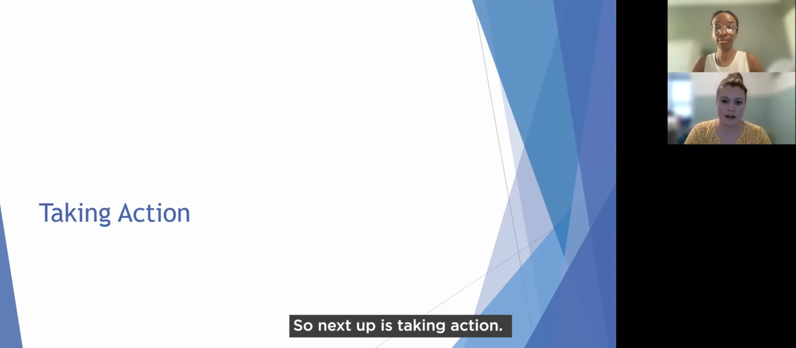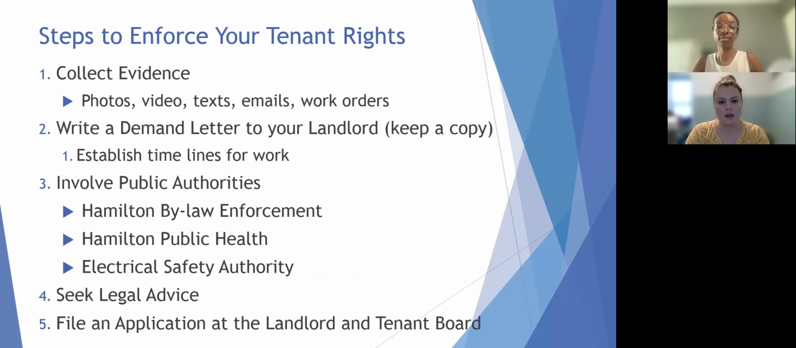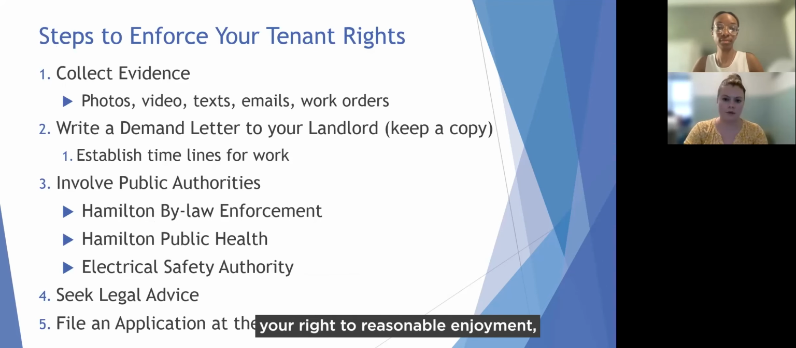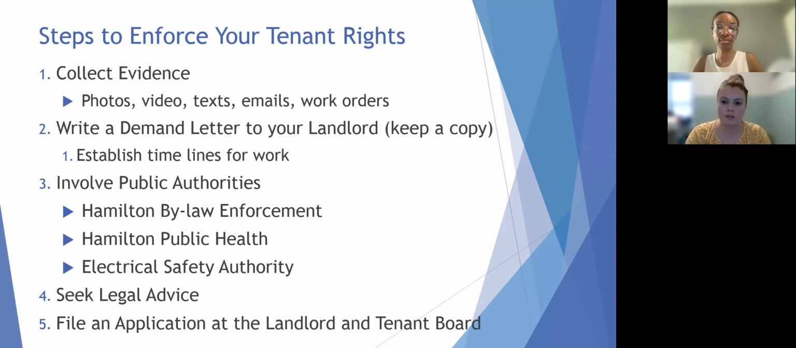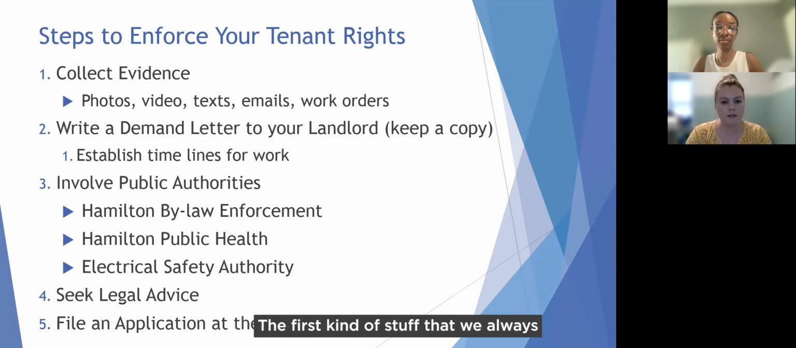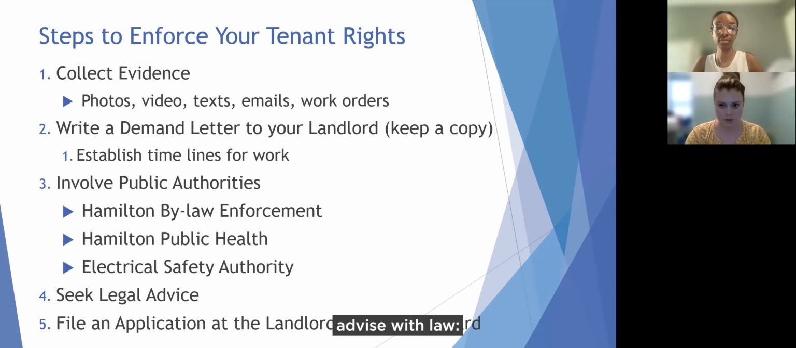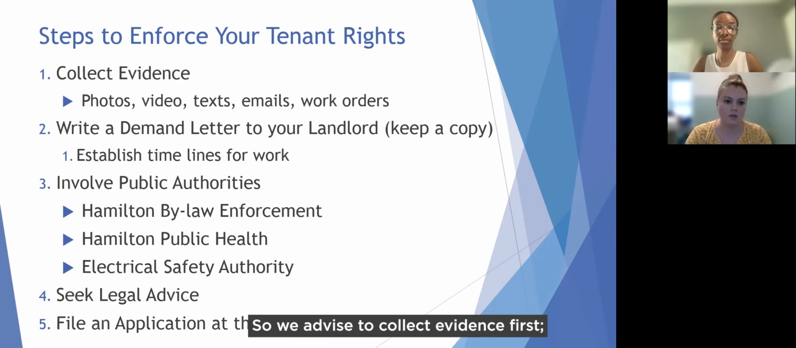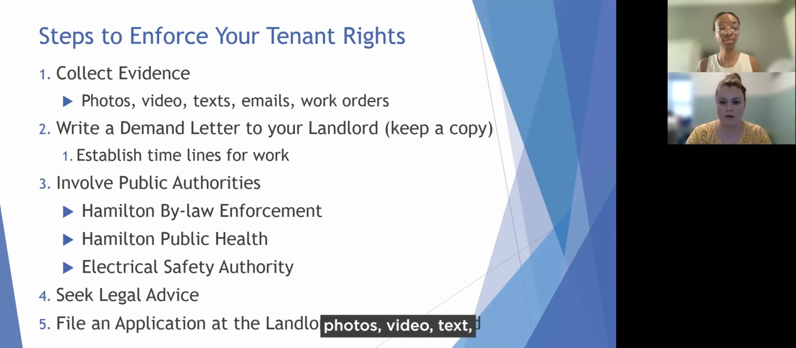So next up is taking action. This is if you need to take action to enforce the rights and responsibilities under the Act. So to enforce your tenant rights, your right to reasonable enjoyment, the landlord's obligation to maintain the unit. The first step that we always advise with law is that documentation is everything. So we advise to collect evidence first: photos, video, texts, emails, and work orders.